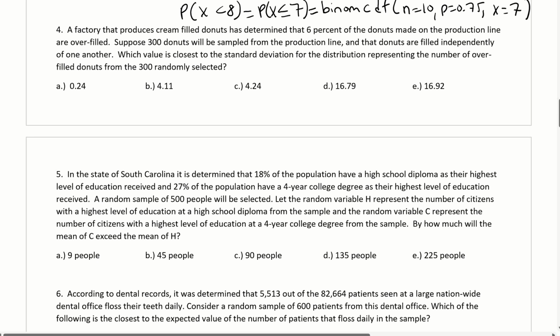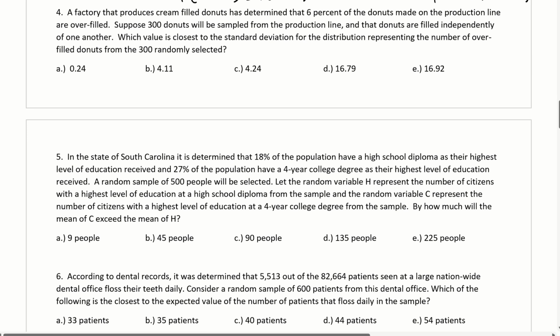All right, so number 4, a factory that produces cream-filled donuts has determined that 6% of the donuts made on the production line are overfilled. Suppose 300 donuts will be sampled from the production line and that donuts are filled independently of one another. Which value is closest to the standard deviation for the distribution representing the number of overfilled donuts from the 300 randomly selected? Okay, so standard deviation representing the number of overfilled donuts.